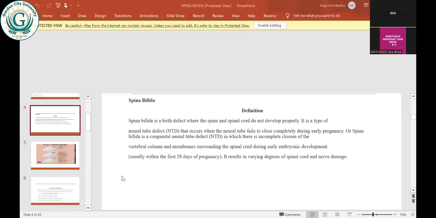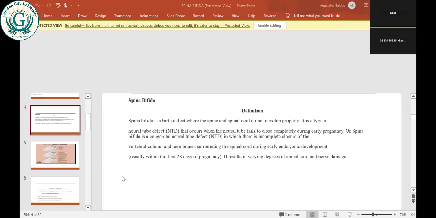We are presenting on spinal bifida. I'll take you through the definition, the biology and physiology, and then the types of spinal bifida. So, definition.